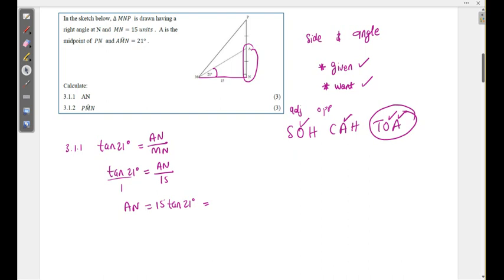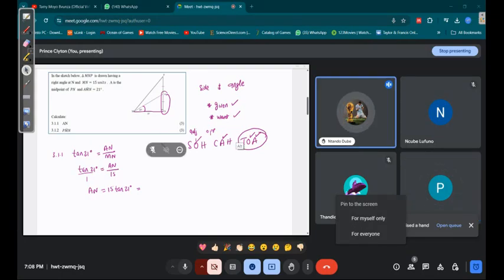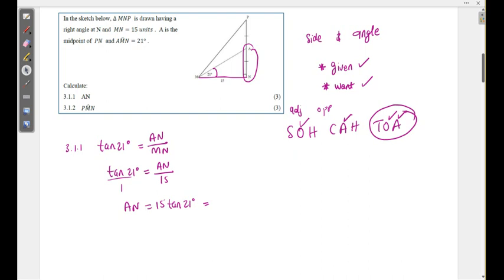Yes, sir. Sir, you will get 5.76. 5.76. Perfect. You get 5.76. Right. Usually you can write units since they are not given, and then you have your sign. Perfect. That's how you calculate that one.